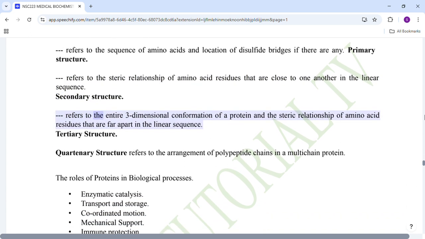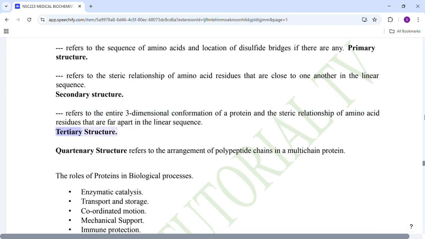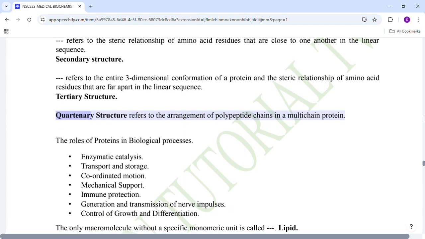Dash refers to the entire three-dimensional conformation of a protein and the steric relationship of amino acid residues that are far apart in the linear sequence. Tertiary structure. Quaternary structure refers to the arrangement of polypeptide chains in a multi-chain protein.